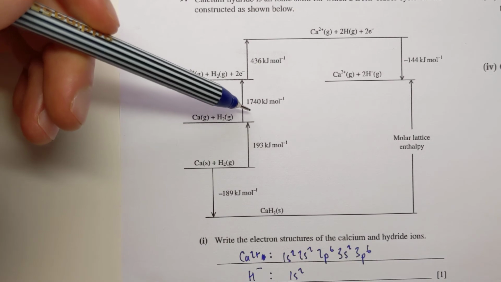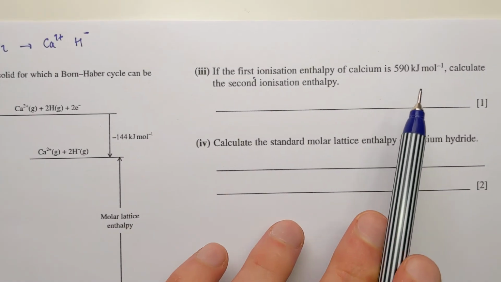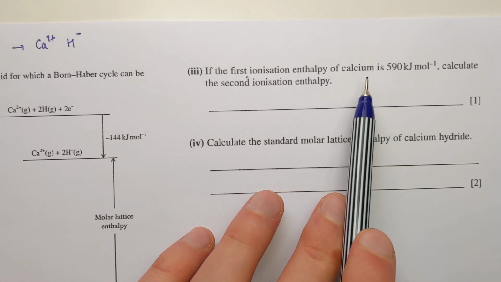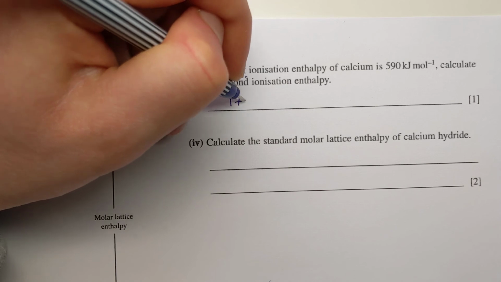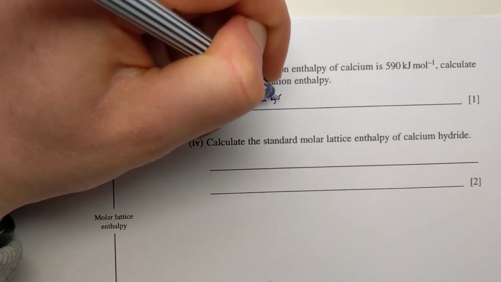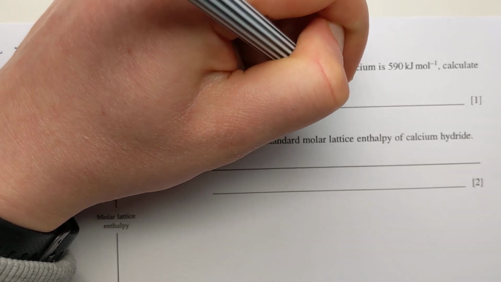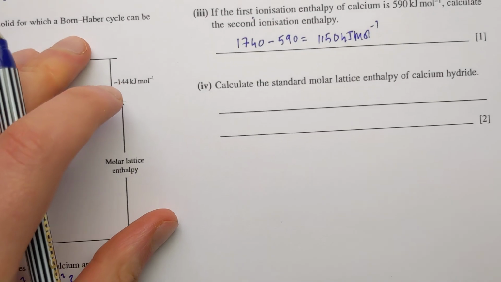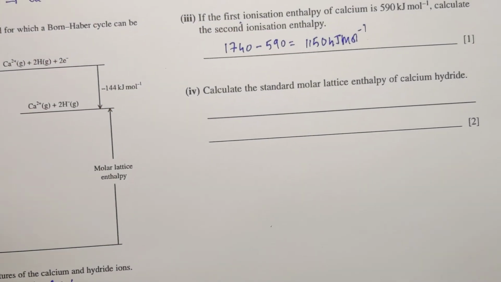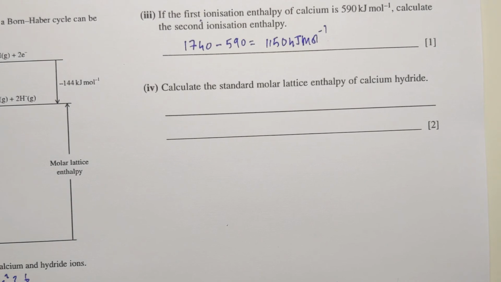So we know what the first plus second add together is 1740. We know what the first one is, it's 590. So all we have to do to work out what the value of the second one is just subtract those values. So both is 1740. The first one is 590, so I'll subtract it. That should give me the value of the second one, which is 1150 kilojoules per mole. And I expect the second one to be bigger because it's always harder to remove more electrons from a positive ion.